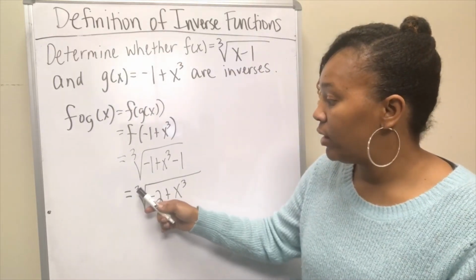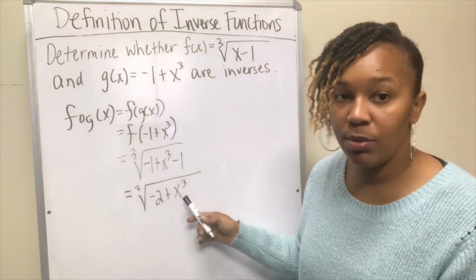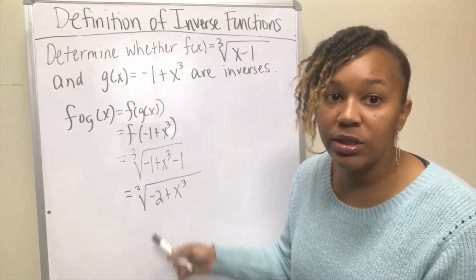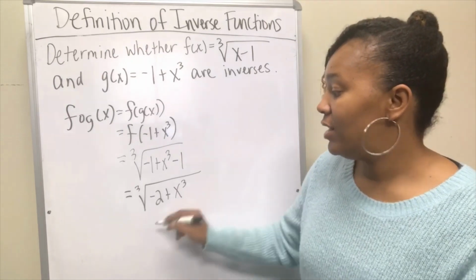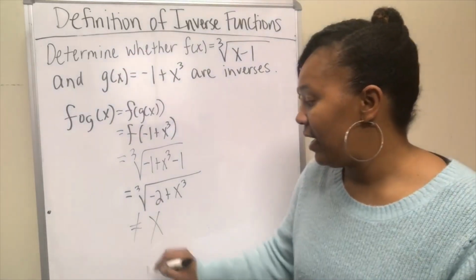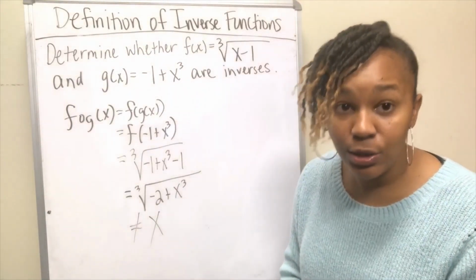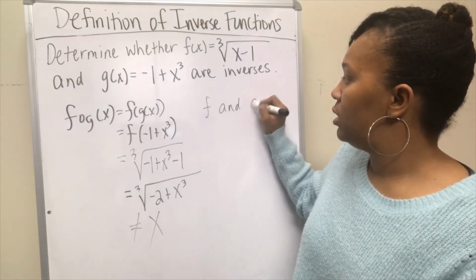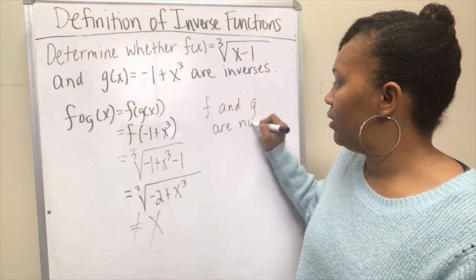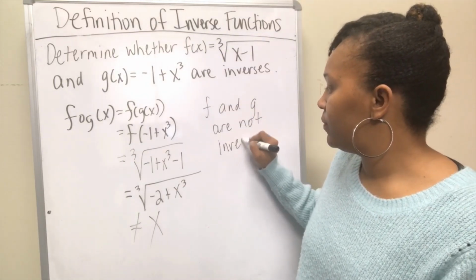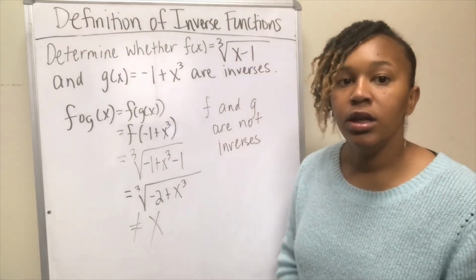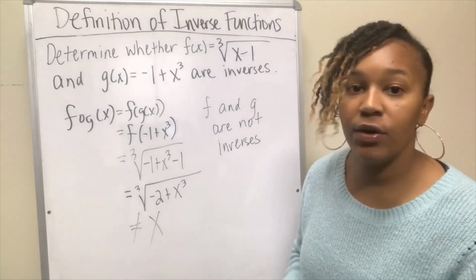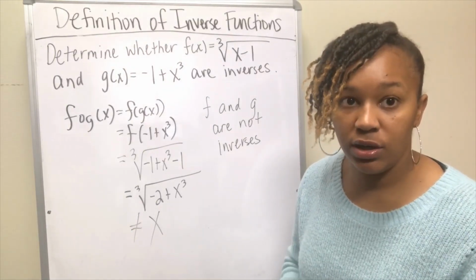Ideally, you would have wanted the cube root to cancel with that third power on the x, but because that negative 2 is there, they can't cancel, and this does not equal x. Therefore you can conclude that they are not inverses of each other. So f and g are not inverses. This is how you verify if two functions are inverses of each other.